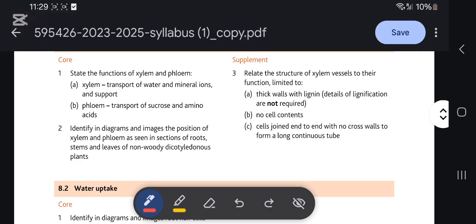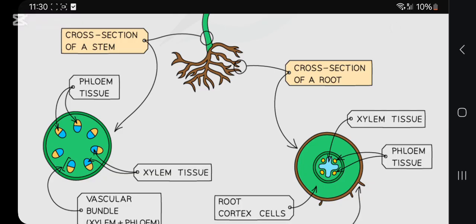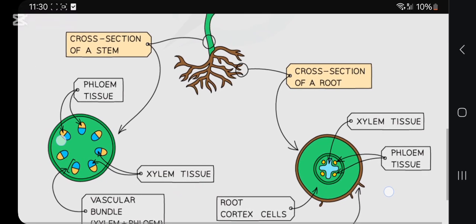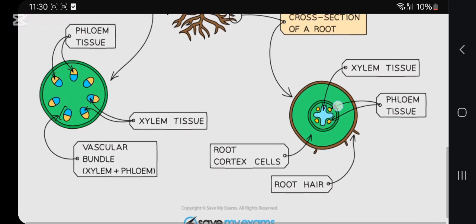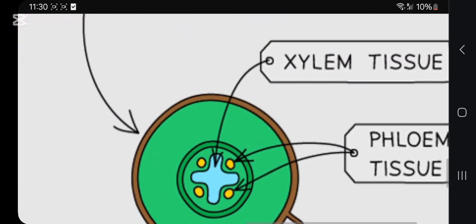Now about the position. You should know the position of the xylem and phloem in a root. This is in a stem and this is in a root. Basically, the xylem is to the inside. Just remember, the xylem is always inside and phloem is always outside. So here xylem is inside and here phloem is outside.